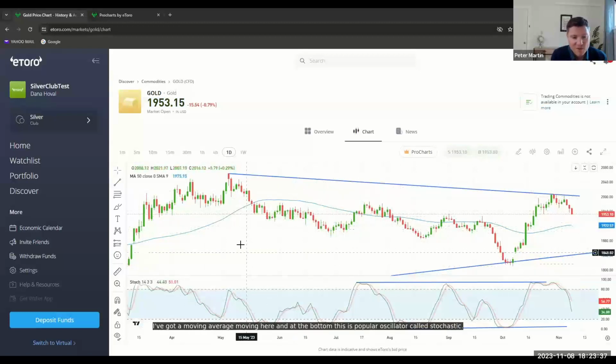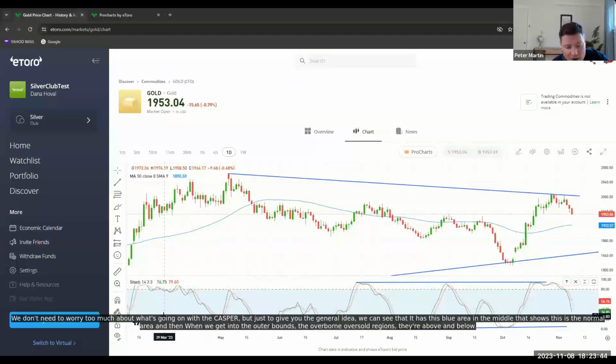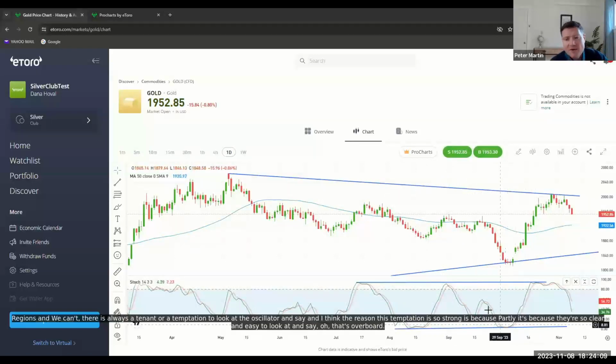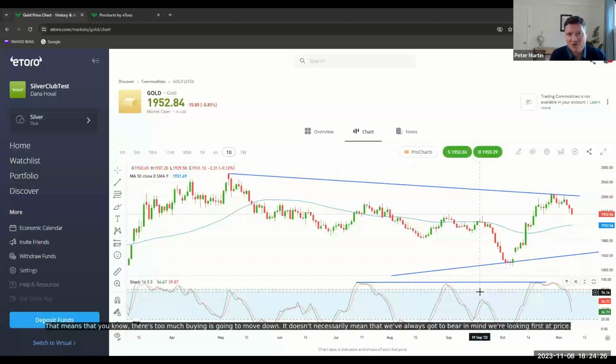I've got a moving average here, and at the bottom, this is a popular oscillator called stochastic, and we don't need to worry too much about what's going on with stochastic, but just to give you the general idea, we can see that it has this blue area in the middle that shows the normal area. And then when we get into the outer bounds, the overbought and oversold regions, they're above and below. And we can see that the oscillator goes up and it goes down, and it occasionally moves out of these regions. There is always a temptation to just look at the oscillator and say, oh, that's overbought. I think the reason this temptation is so strong is partly because they're so clear and easy to look at. That means there's too much buying, it's going to move down. It doesn't necessarily mean that.